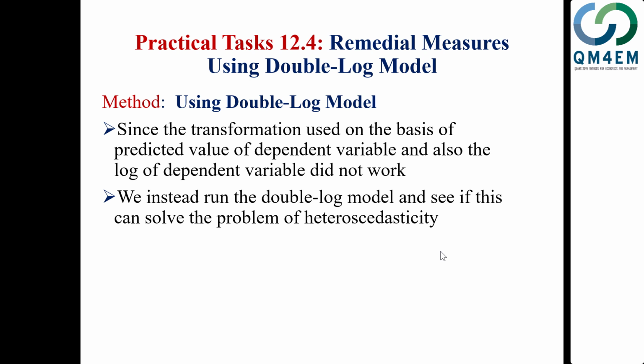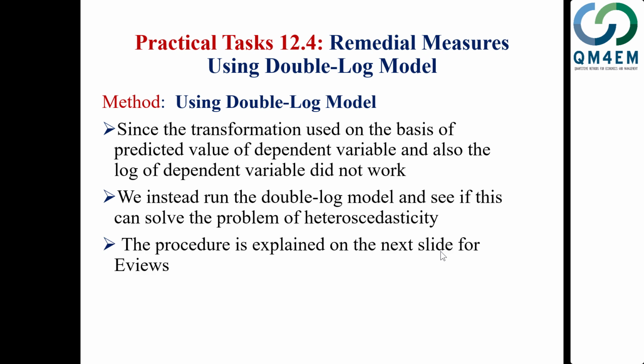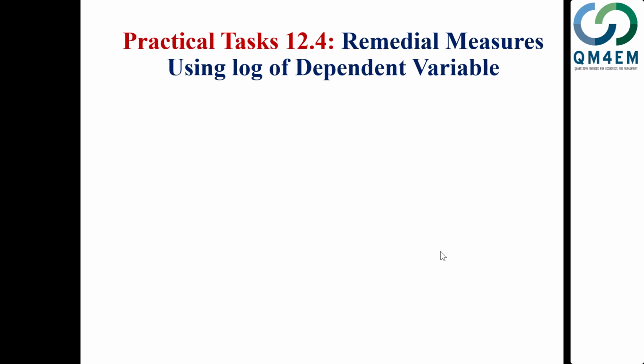So we are going to run the double log model, and we will see again if the problem of heteroscedasticity prevails or if it's solved. If it's solved, we are okay. If it doesn't solve, we have to try with one of the explanatory variables to solve the problem of heteroscedasticity. The procedure is explained for Eviews on the next slide. So let me do it.